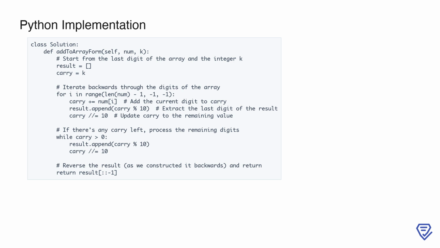This ensures the output is in the correct order. This implementation is efficient, with a time complexity of O(max(n, log k)), where n is the length of number and log k represents the number of digits in k. The extra space used is proportional to the size of the result, which depends on the larger of the two inputs, number or k. Edge cases, such as number being empty, k being 0, or very large values of k, are handled naturally by this implementation due to its digit-by-digit processing and carry propagation.